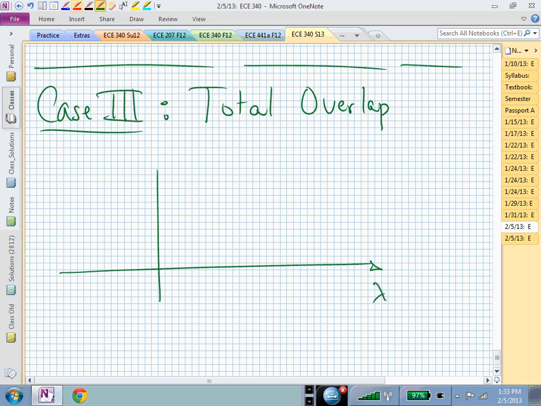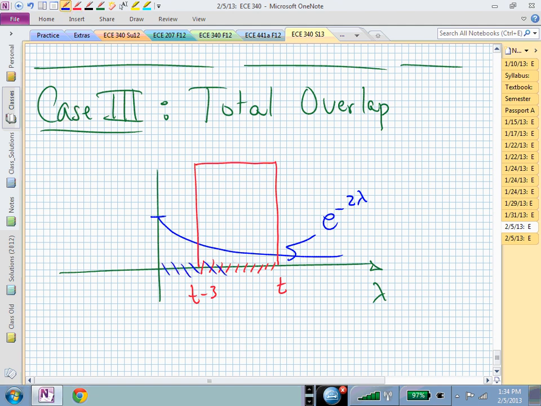There's our lambda axis. We can immediately write down or sketch e to the minus 2 lambda. That's our f sub 1 of lambda. Now we are allowing that f sub 2 to cross completely into the positive half of the time axis, or the lambda axis.